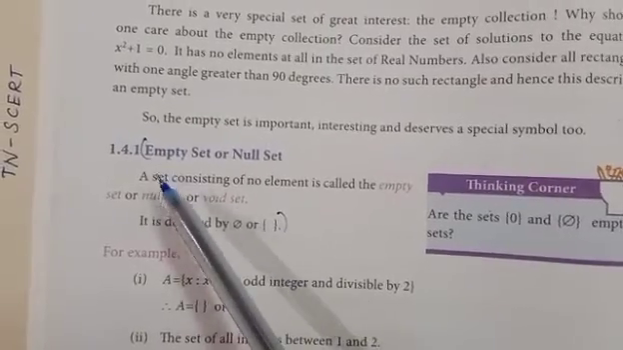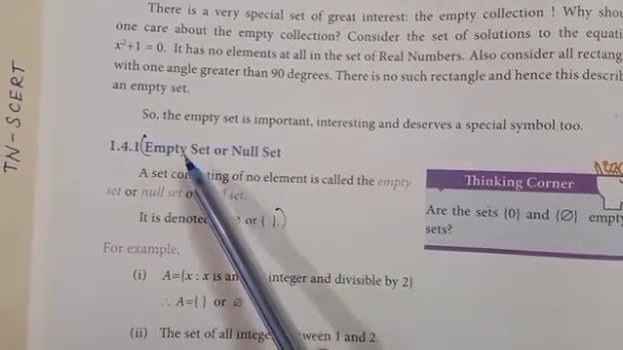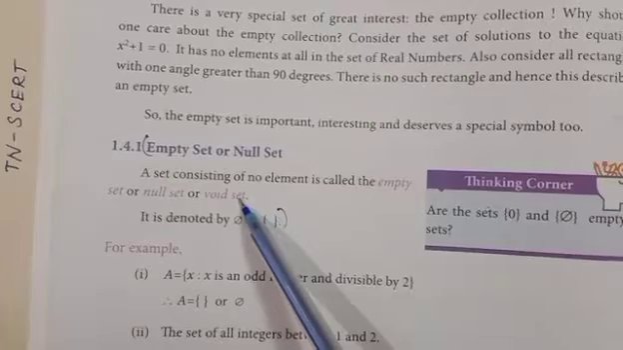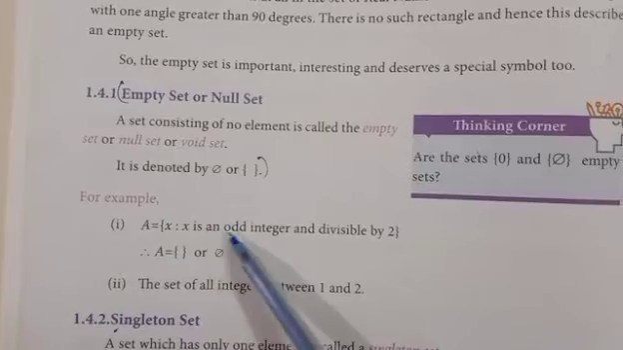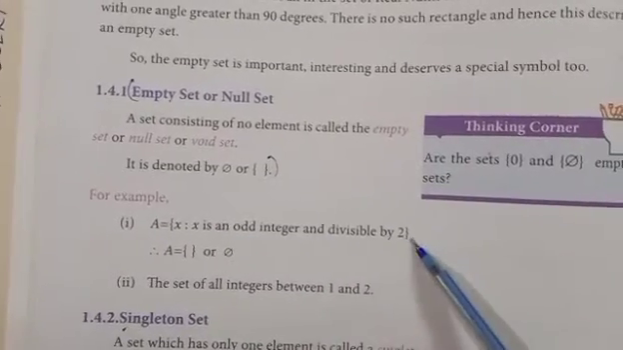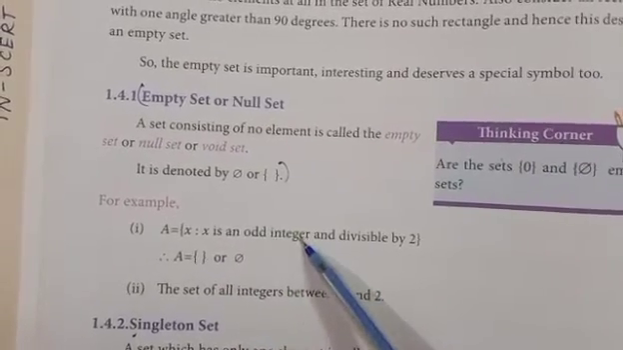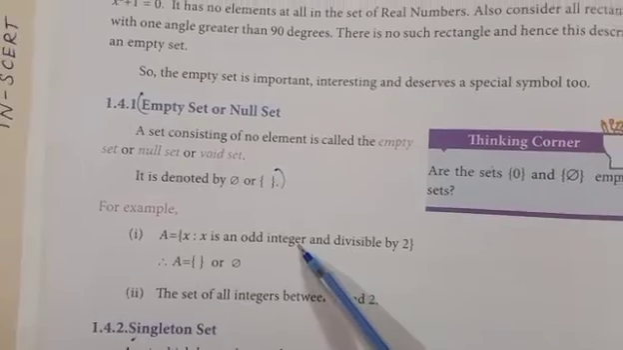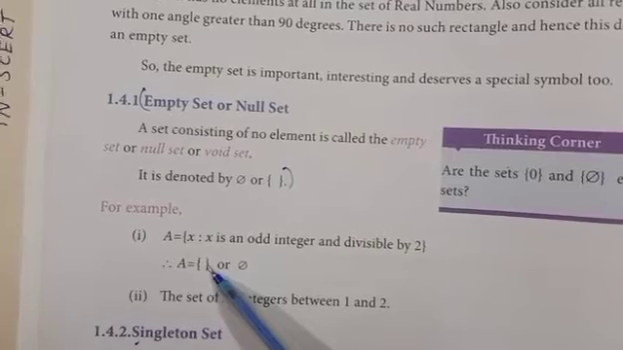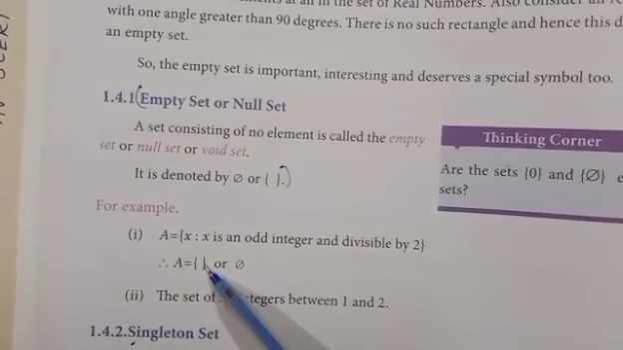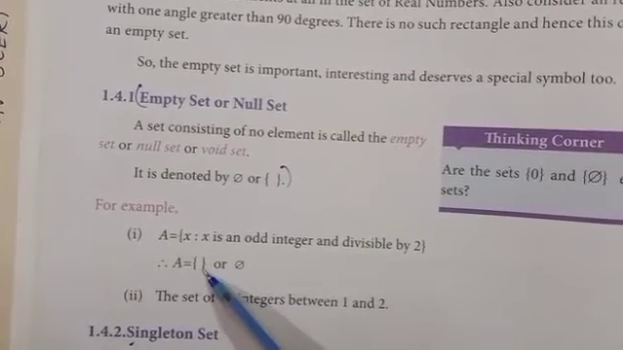A set consisting of no element is called empty set or null set or void set. For example, A is equal to the set of all x such that x is an odd integer and divisible by 2. The condition is given: odd integer, in the sense odd number. Is it possible for an odd number to be exactly divisible by 2? No. So it is an empty set. No odd number is divisible by 2, so A is equal to the empty set.